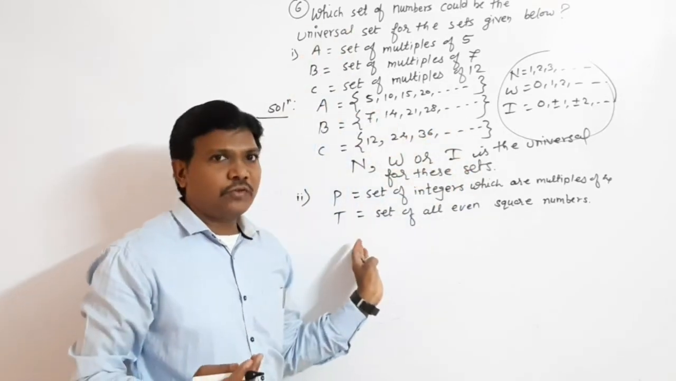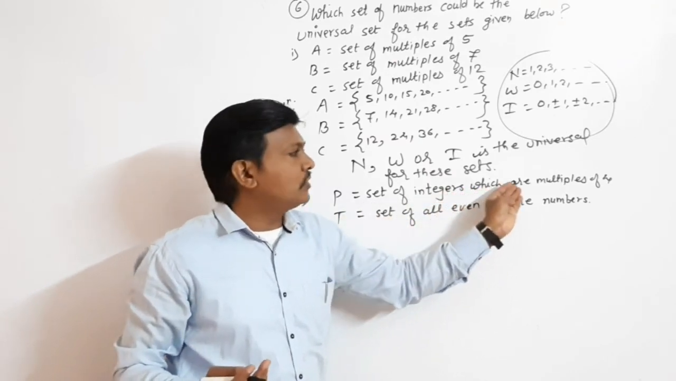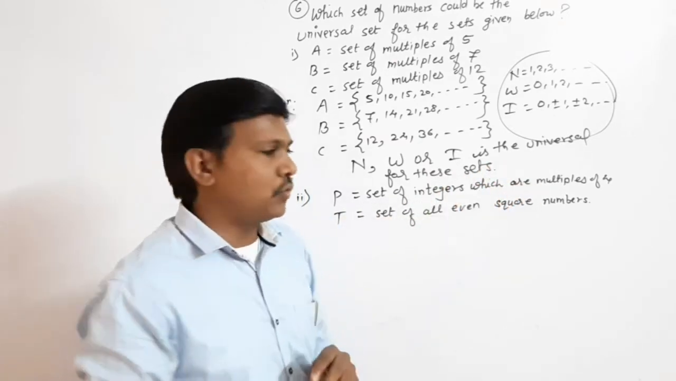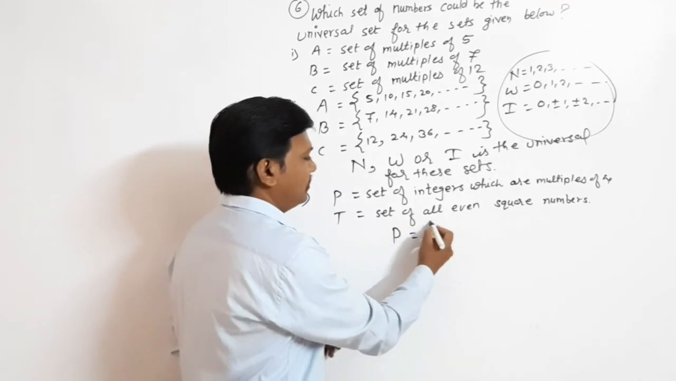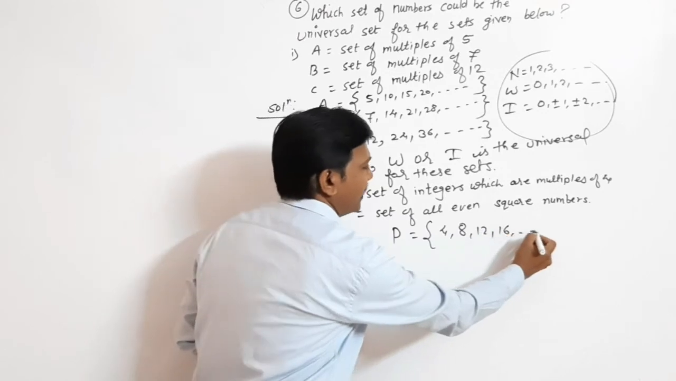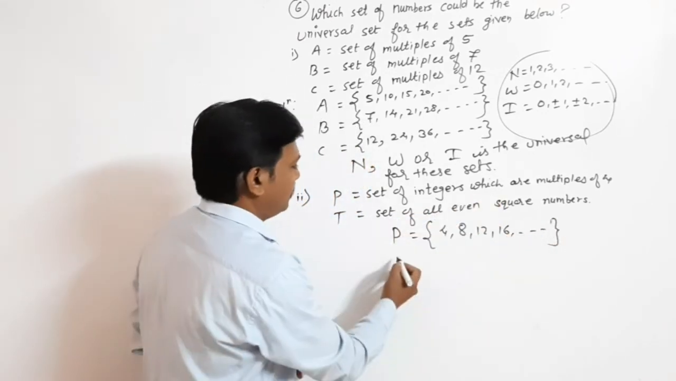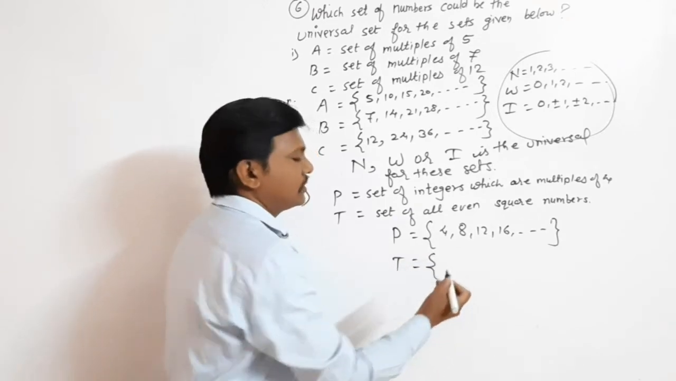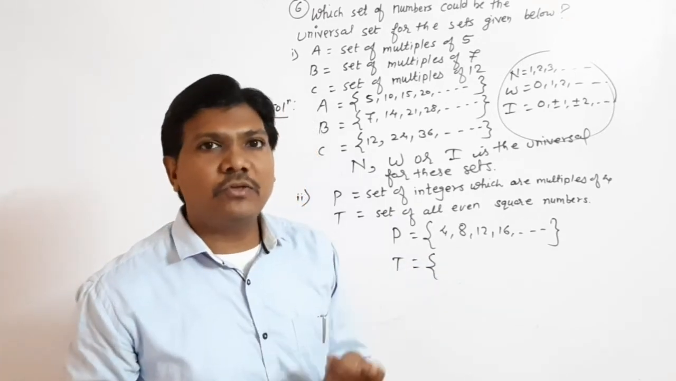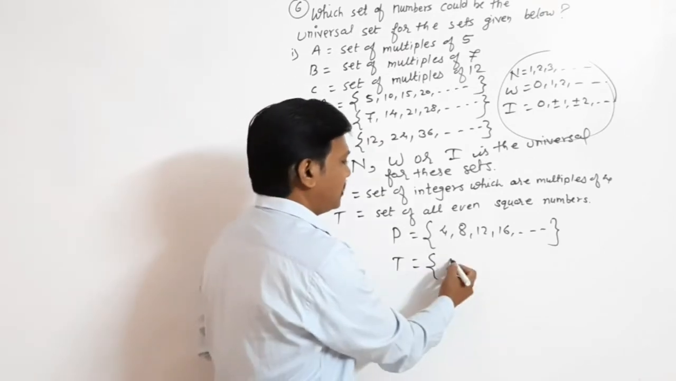Similarly, see the second question. P, the set of integers which are multiples of 4. So write the multiples of 4: 4, 8, 12, 16 and so on. Then the set of all even squares. Even squares means 1 square is 1, but 1 is odd. So 2 square is 4 and 4 is even. So here it is 4.